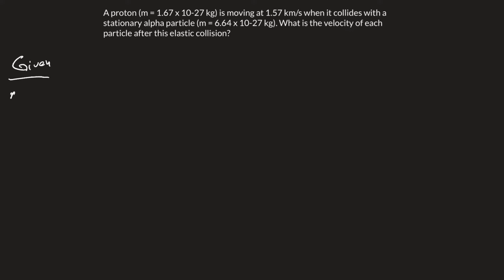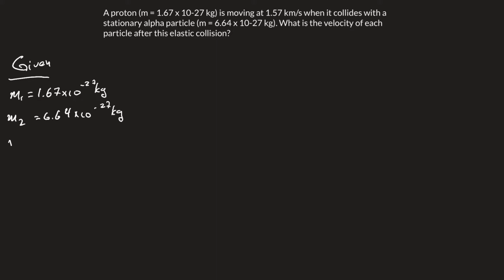And we know that m1, we'll say that's the mass of the proton, is equal to 1.67 times 10 to the negative 27 kilograms. So it's an extremely small number. We have the mass of an alpha particle, 6.64 times 10 to the negative 27 kilograms, so also a very small number.